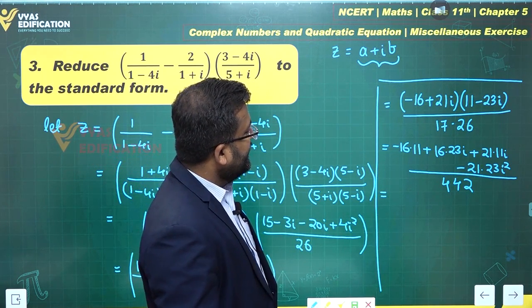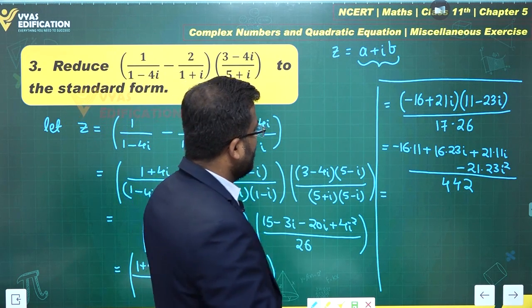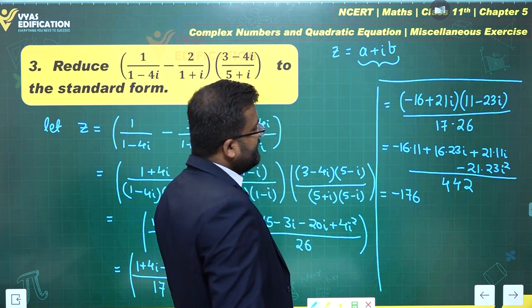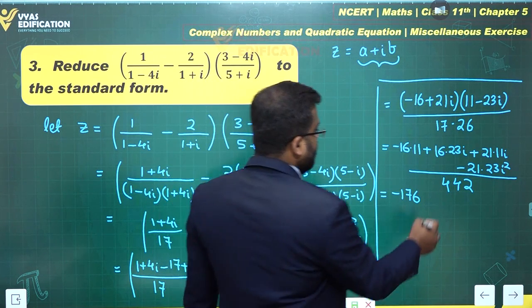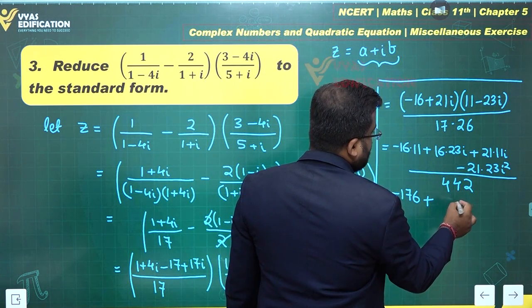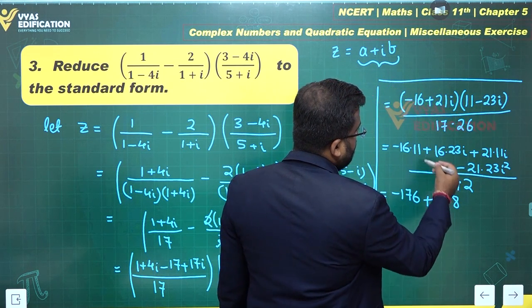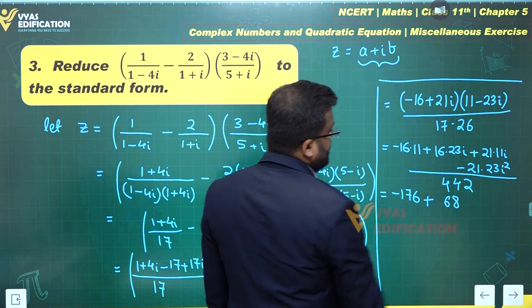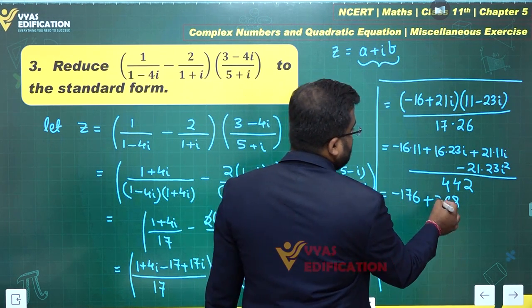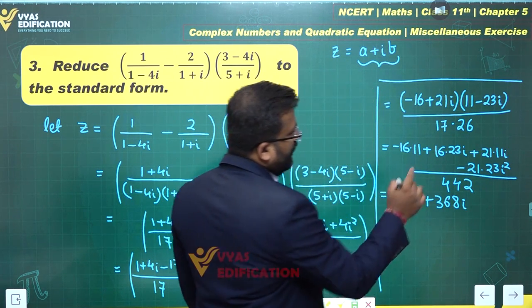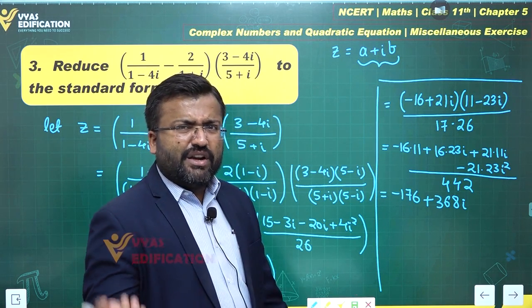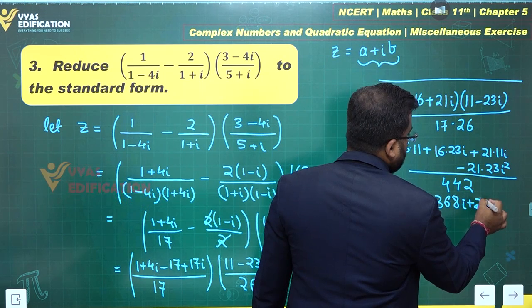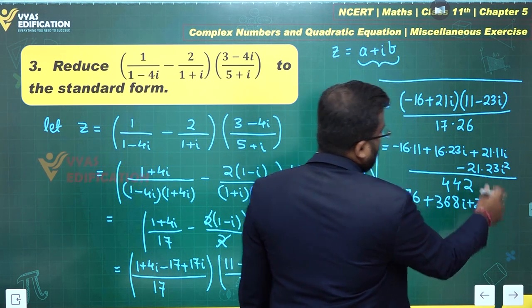Let's multiply 16 into 11. Now this is simple. 176. This is minus 176. What about 16 times 23? Let's multiply it once again. 3 into 6 is 18. 1 carry. 3, 1s are 3, 6 2s are 12, 13, 14, 15, 16. And then 1 carry. This is 368i. What else? 21 times 11. Now 21 times 11 is again simple. This is 231. 231i. What about the last one?